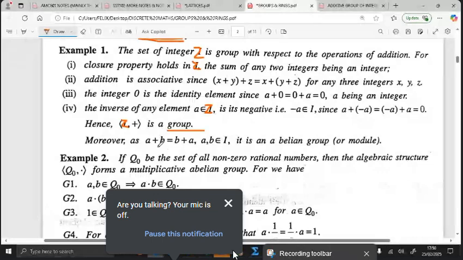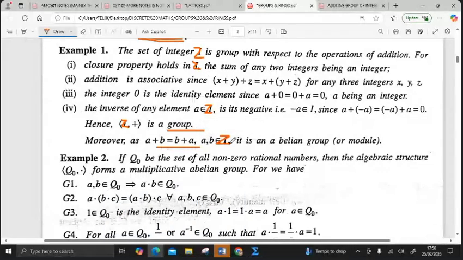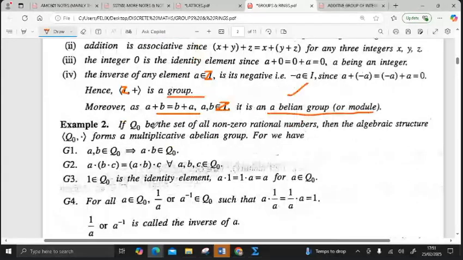Another thing is that here we've talked about the set of integers, Z. Let's go with what it is, either Z or the other. This is also abelian, and it is also called a module. When we talk about this one, this is the set of non-zero rational numbers.